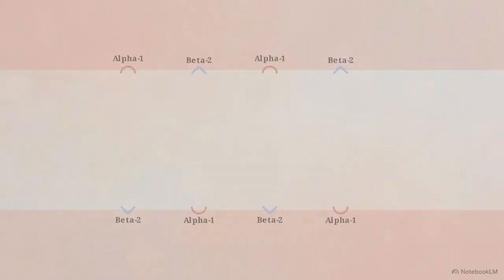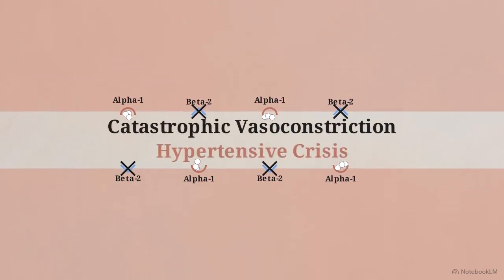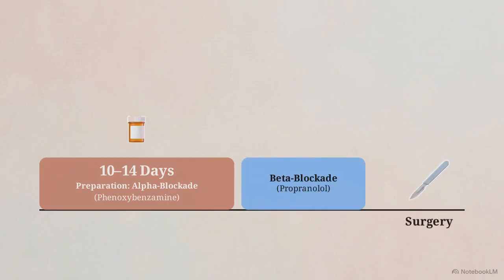If you administer a beta blocker first, you inhibit the beta-2 receptors. Under normal conditions, these receptors mediate vasodilation in skeletal muscle beds, providing a necessary outward pressure release. With the beta-2 receptors blocked, the massive catecholamine surge acts completely unopposed on the alpha-1 receptors. The result is catastrophic vasoconstriction, precipitating a fatal hypertensive crisis.